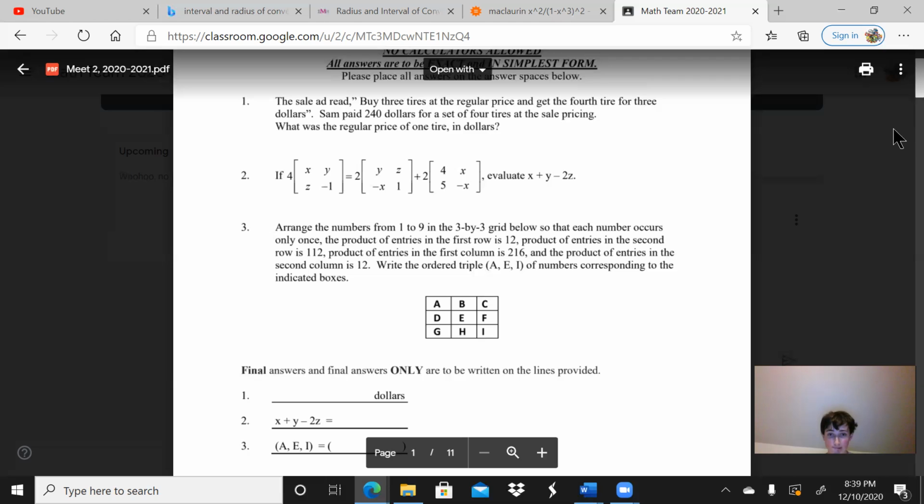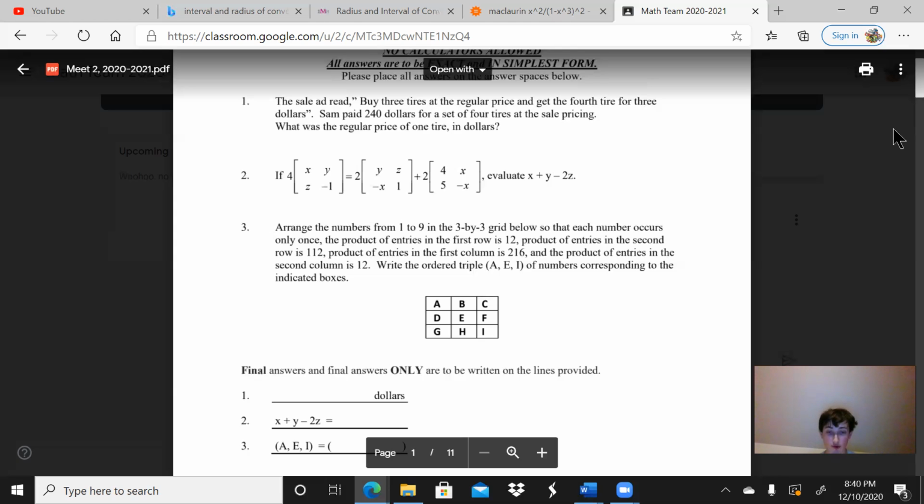But then DEF is 112. Oh, 3 is A. A is 3. Oh, okay. That makes sense. And then the column is 8, 9, 3, but the product in the second row is 112. So we either have 8 or 9, but 112 has to be divisible by 8. So this is 8, this is 9. Holy god. Okay. So 3, 8, 9.